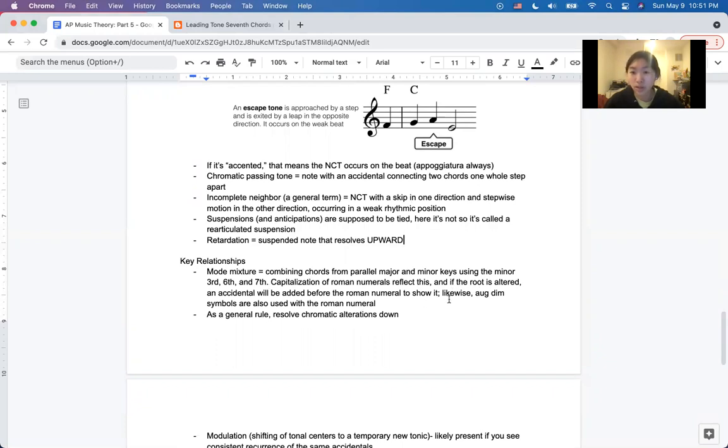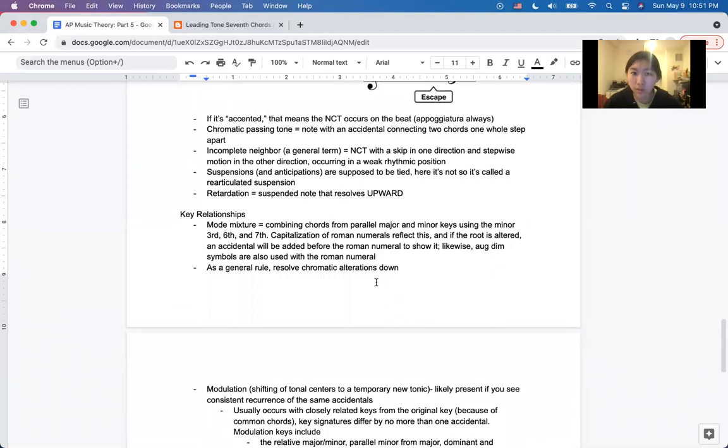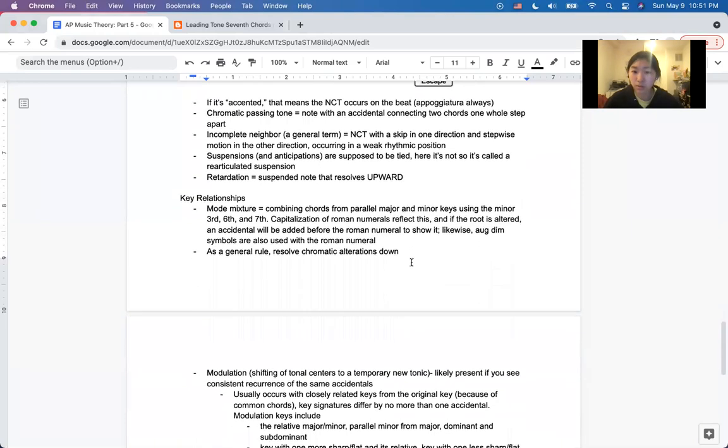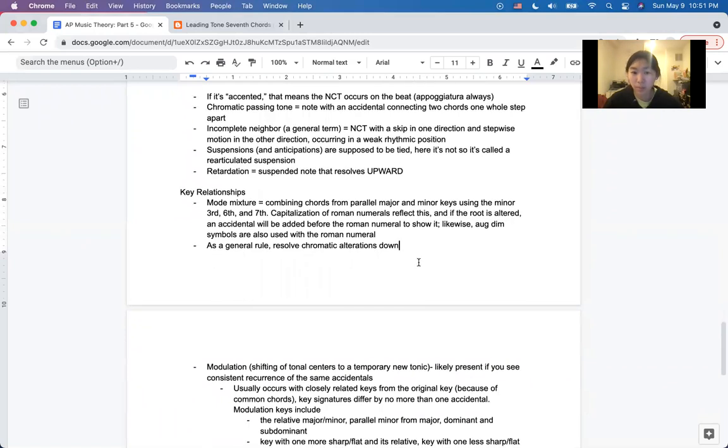Likewise, you'll also have the symbols for augmented, which is the plus sign, and diminished, which is the degree sign. So remember those, they will show up in the free response question quite frequently. As a general rule, you want to resolve chromatic alterations down.